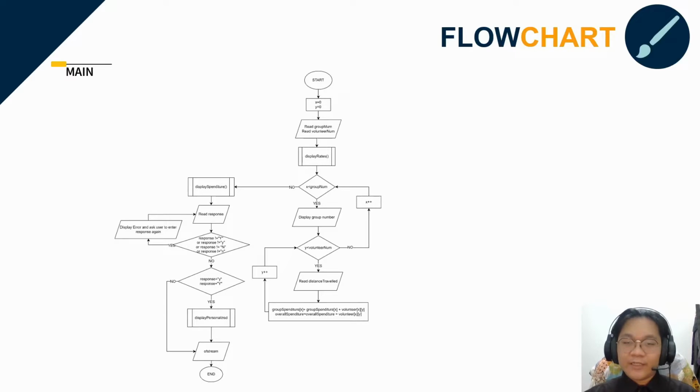So if the response is checked and it is equal to y, it will display personalized, which is a function to display a more personalized version of the sheet, put it all into a text file, and output the .txt file. And if the response is not y, it will simply go down to the .txt file and end the program there.